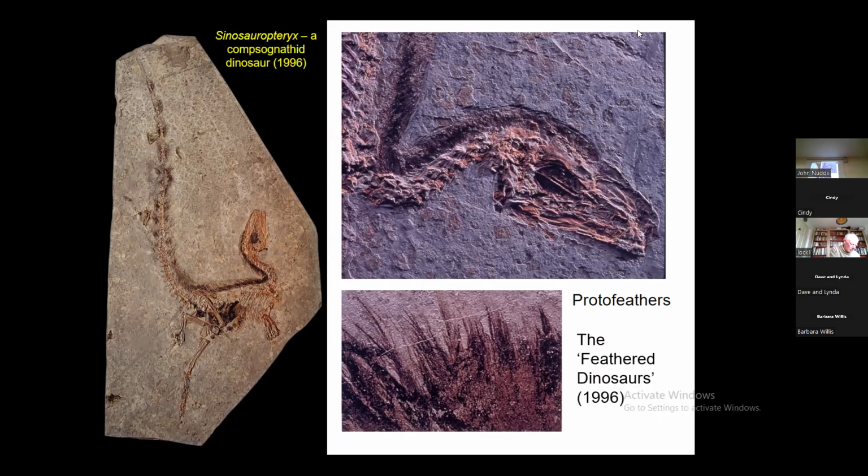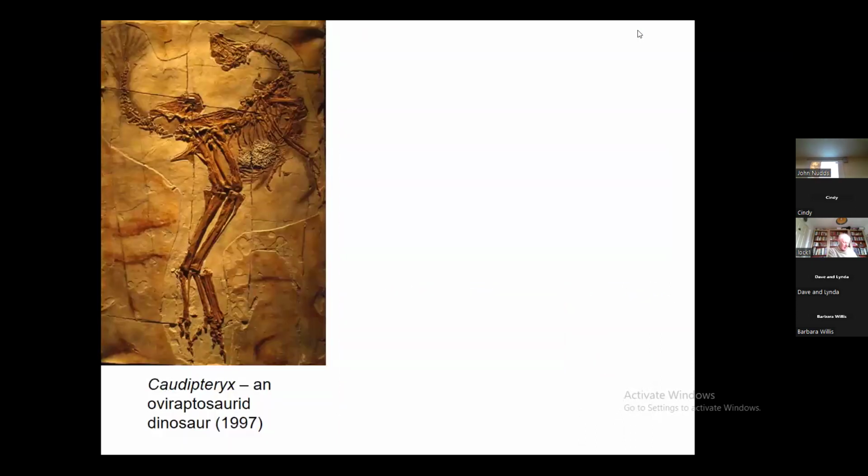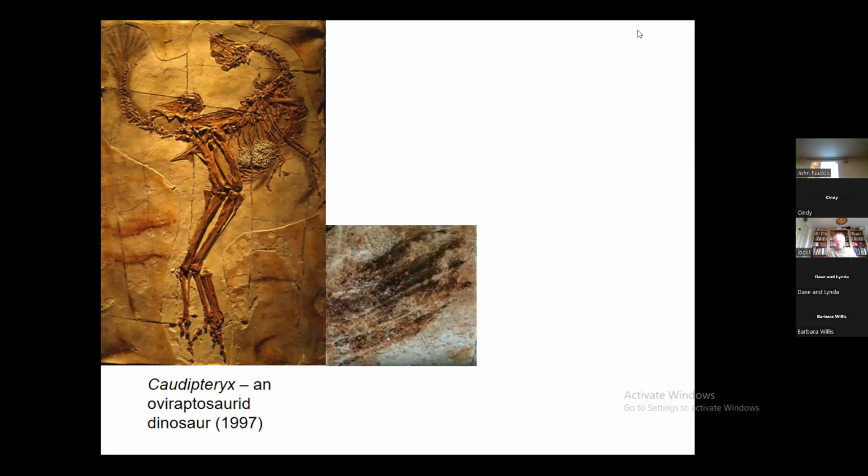But since that time, they have been appearing in this G-hole group in huge numbers. The following year, 97, a second one was described, Caudipteryx, the winged tail. You can see this has feathers on the tail. And in this case, these are true feathers. These are not protofeathers. They've got a shaft and barbs, the true feathers, but they are symmetrical. So this animal couldn't fly.